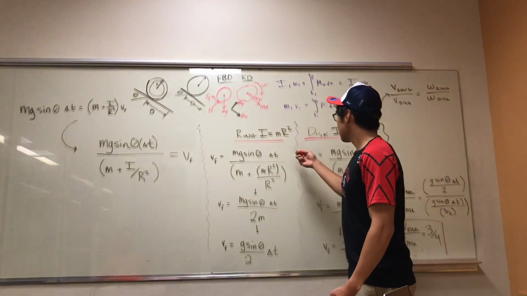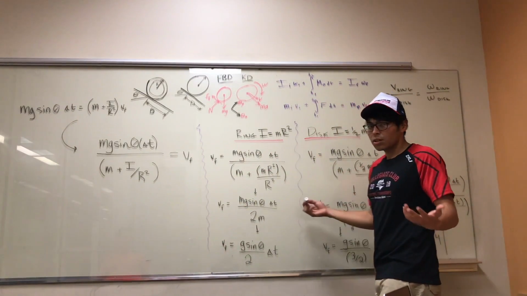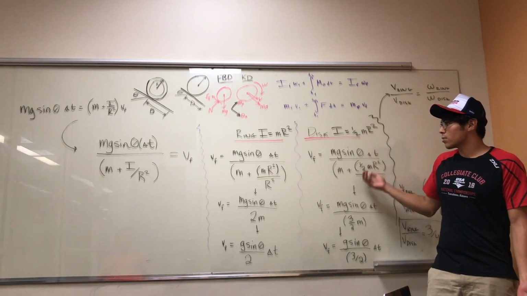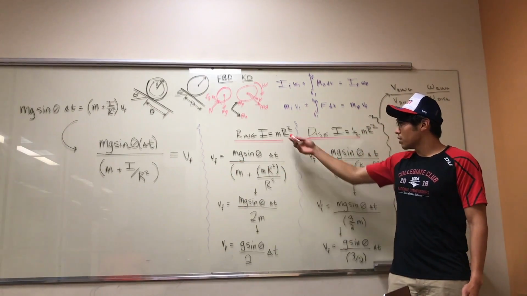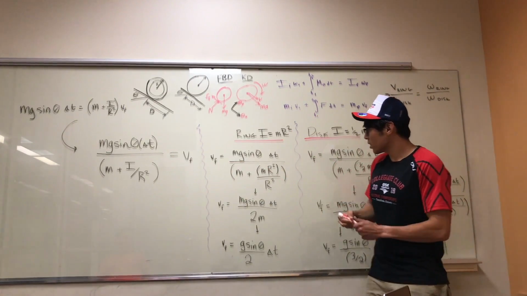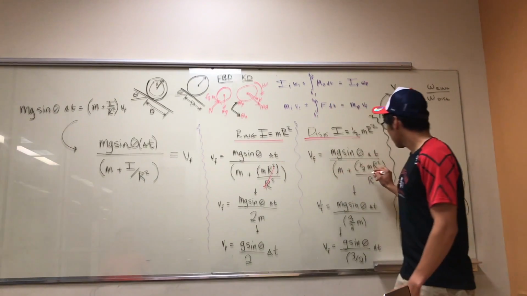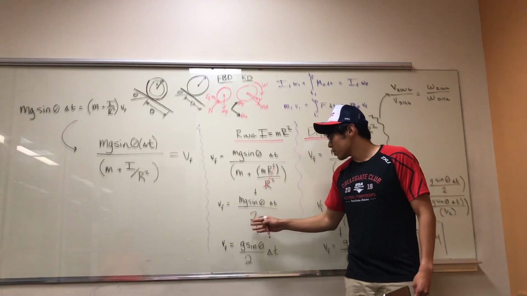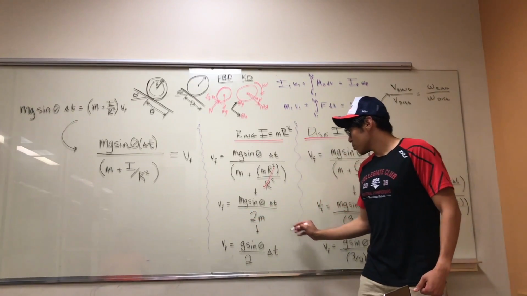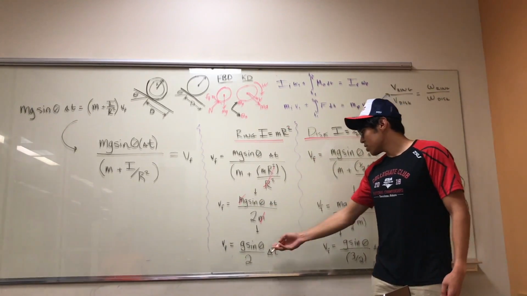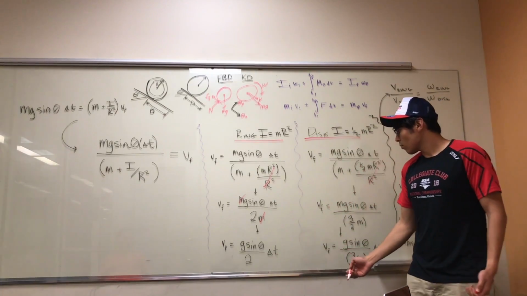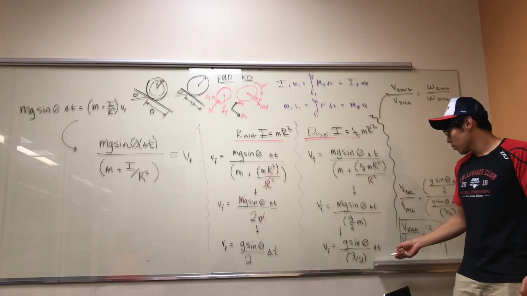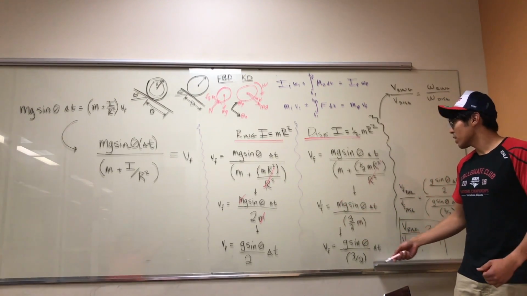Now we're going to determine the velocity for both the ring and the disk using the inertias provided. The inertia of the ring is mr squared, and the disk is 1/2 mr squared. So we plug in the inertia for both objects separately. After simplification, the radiuses cancel out for both, and for the ring, our velocity final has 2m in the denominator, which further simplifies to g sine theta delta t over 2. On the other hand, for the disk, likewise, the masses cancel out, and we have g sine theta delta t all over 3/2.